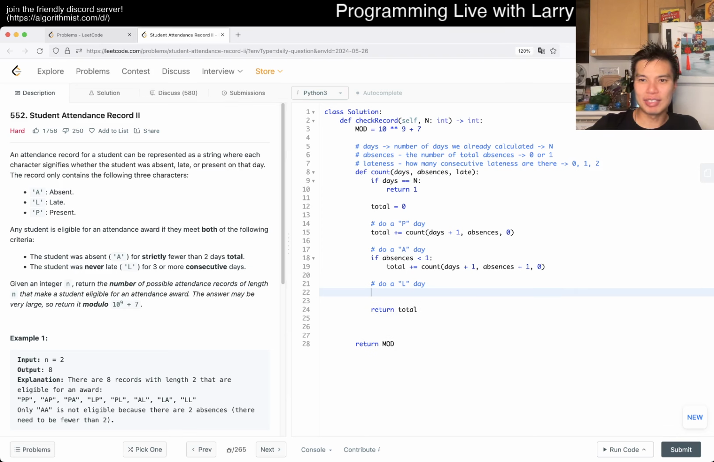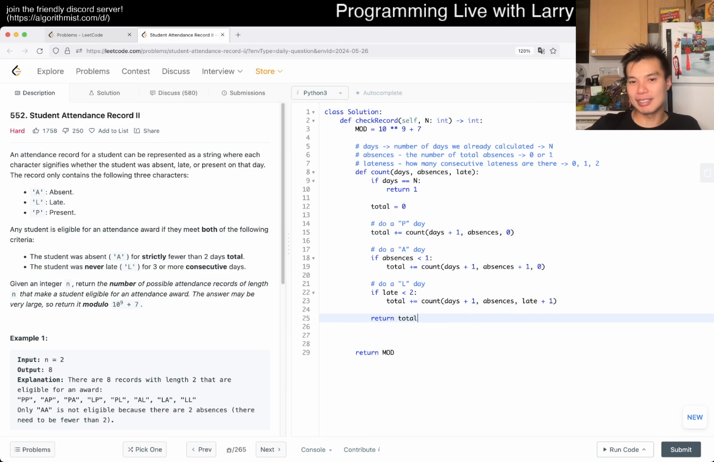And of course, we have to check again if late plus 1 is less than 3, which, again, we minus 1 on both sides, so we can just write late is less than 2. Total, we add count days plus 1, absences doesn't change. And then now this is just late plus 1. And that's pretty much it. I mean, there's mod stuff that we have to think about, but that's the general structure, right?